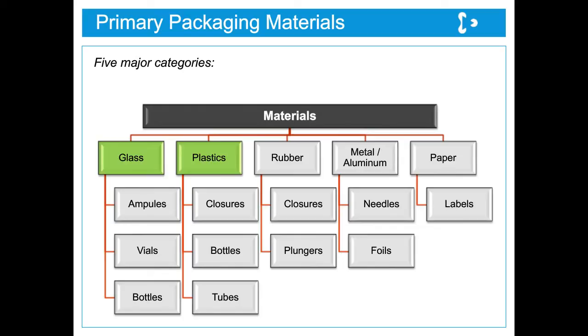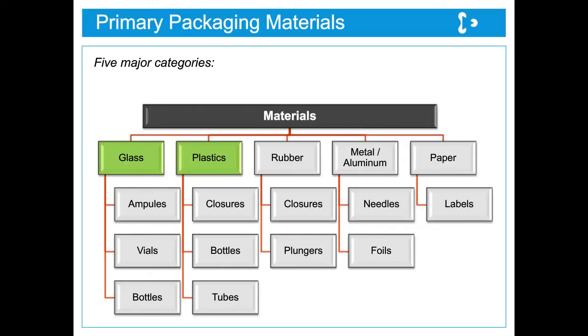But real quickly, I just want to give you some examples of primary packaging components for glass. I have outlined ampules, vials, and bottles. Now there's many more. There's also syringes, cartridges, but I didn't want to put every single one. For plastics, it's closures, bottles, and tubes, and again, there's many more, but I just wanted to give you the 3 most common.